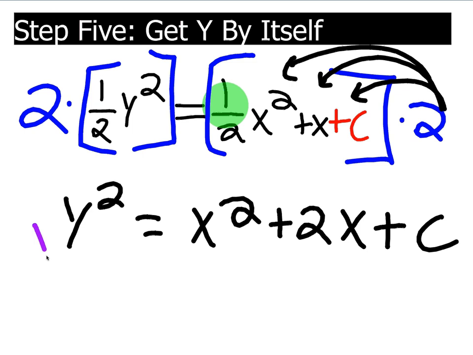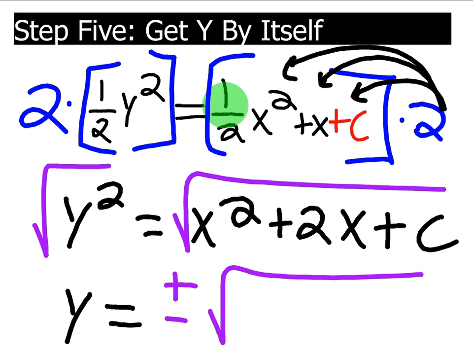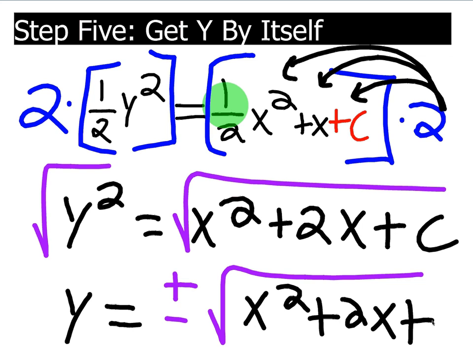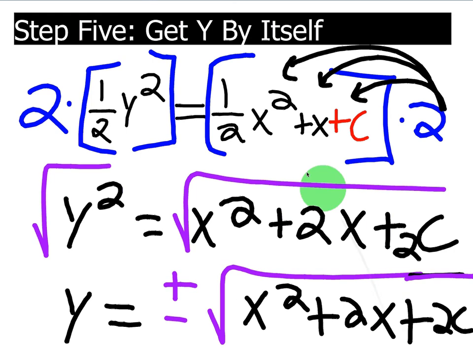And then next, you're going to take the square root. Now when you take the square root, don't forget plus or minus. So you get y equals plus or minus the square root of x squared plus 2x plus 2c. Whoops, I forgot my 2c. I'm not going to forget it this time. So that should be right there. And that completes this 5th step, which was to get y by itself. So y is by itself now.